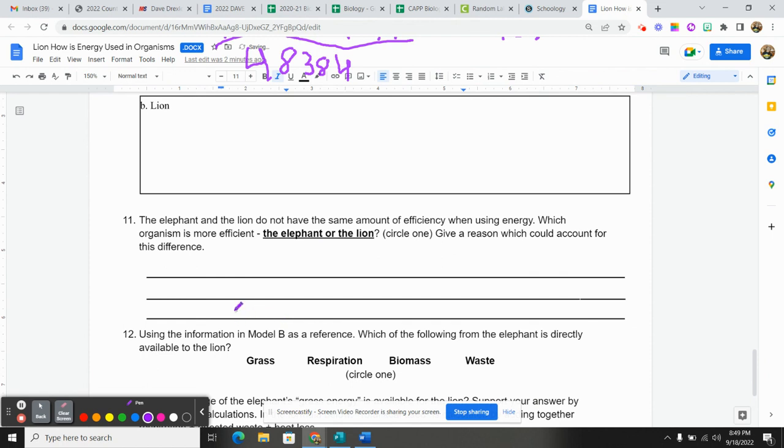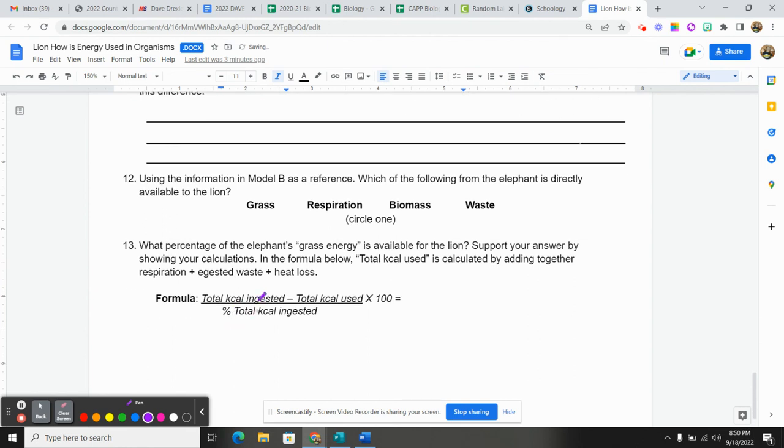So the elephant and the lion do not have the same amount of efficiency. Which organism is more efficient? And try to give a reason. So try to figure that out. And down below, you can try to figure out what percentage of the elephant's grass energy is available for the lion. So when the elephant eats the grass, a certain amount of that elephant that is basically made of grass is now available for the lion to eat. So you can figure out what that percentage is as well.